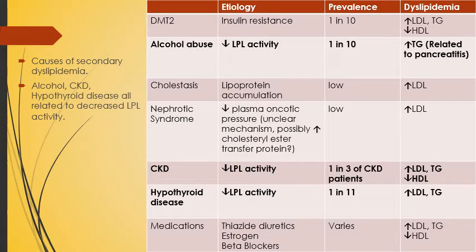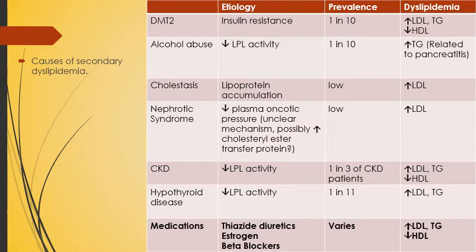And then a lot of these things, alcohol abuse, chronic kidney disease, and hypothyroid disease tend to cause a decrease of the LPL activity. And remember, we talked about this from the previous section. If you have a decrease in LPL, well, then your LDLs and triglycerides tend to build up in your blood. So lots of different issues come from alcohol abuse, chronic kidney disease, and hypothyroid disease.